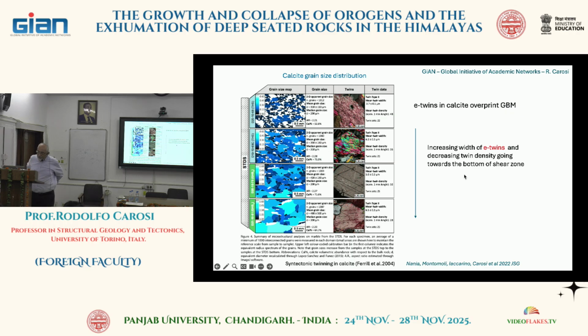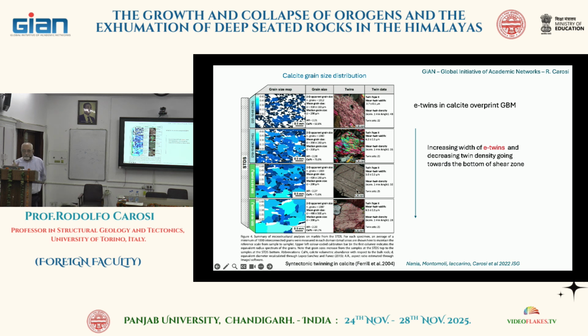Another important feature that you can see is an increase in grain size of the calcite. So there is a dynamic recrystallization with grain boundary migration and so on. But above this big crystal, you can also observe some twinnings. Okay, and these twinnings are characteristic of calcite, called e-twins, but I cannot go in detail.